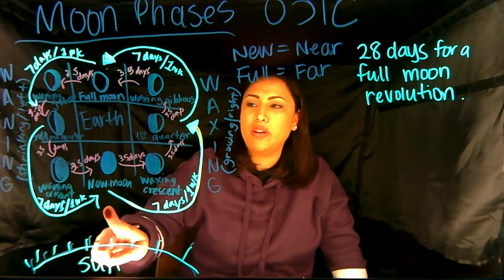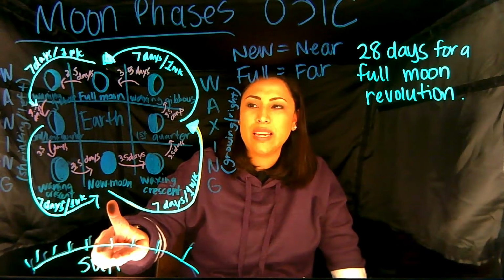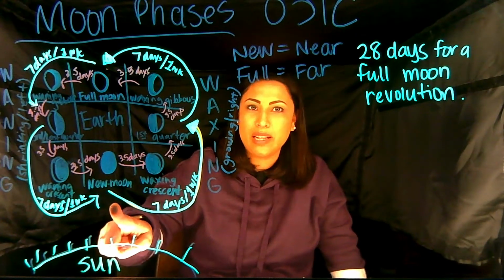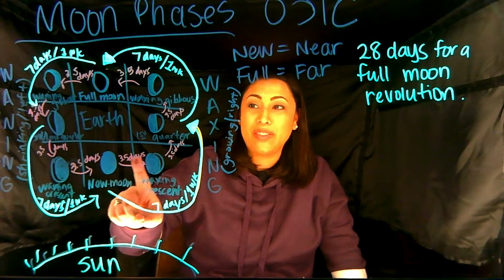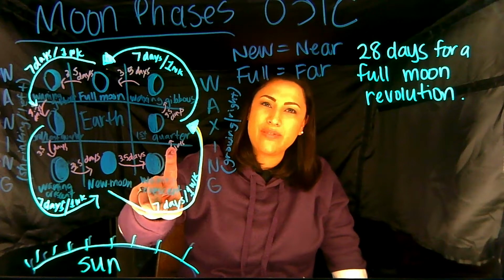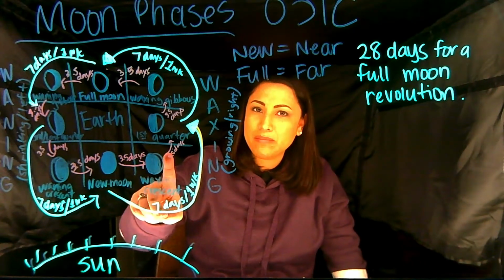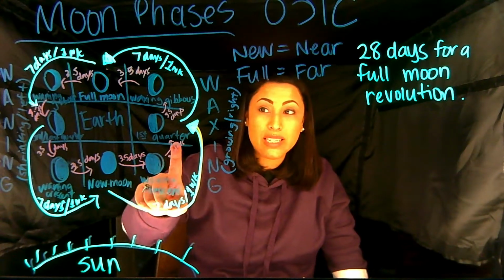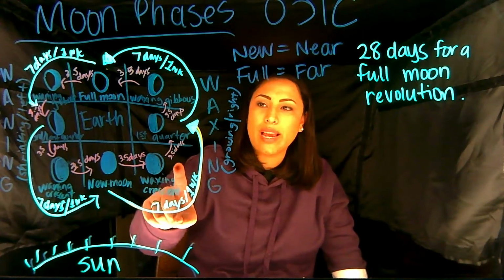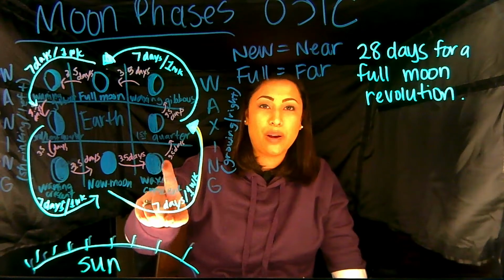Now let's start at a new moon. What would you see 4 days after a new moon? That's not on here. Okay, so we have 3.5, and so now we're traveling to the next phase. But are we at the next phase yet? No, we're still transitioning, so we're still at this phase. So 4 days, we would still be in a waxing crescent.